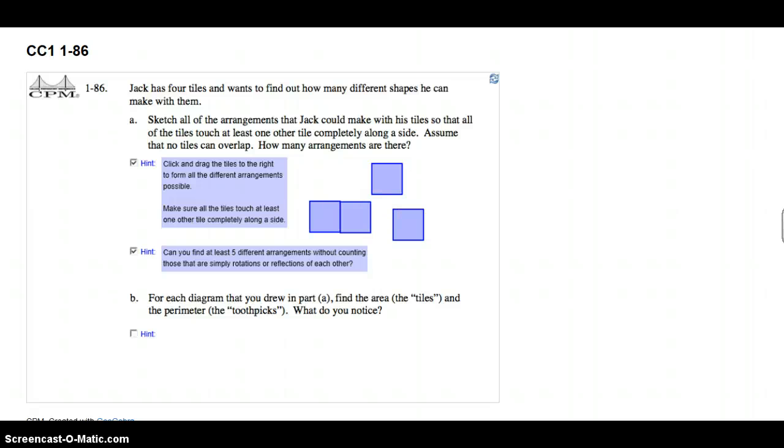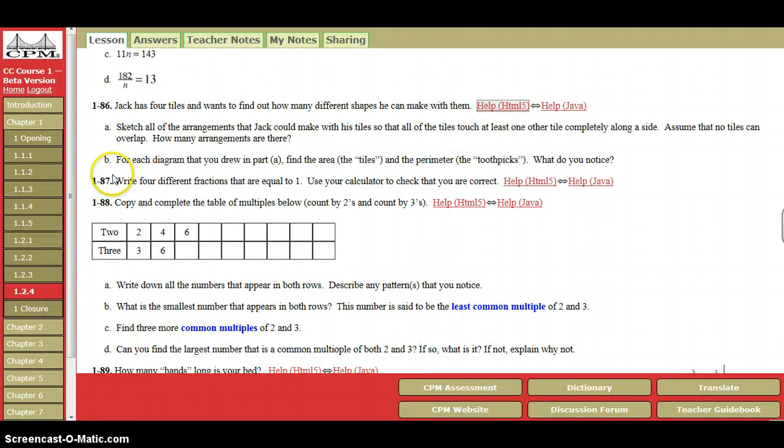Then, when you're ready to move on for B, B says for each diagram that you drew in part A, or for each picture you drew, find the area of the tiles and the perimeter with toothpicks, okay? I'm going to give you a hint here. You're using 4 tiles, okay? 4 tiles lets you know the area. Then all you need to do is find the perimeter of the shape using toothpicks. Then answer the question if you can, what did you notice?